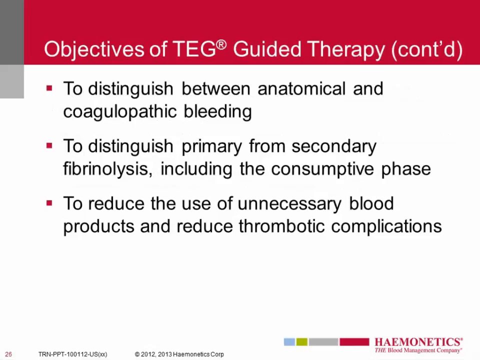All right, so objectives again, guided therapy: to distinguish between anatomical and coagulopathic bleeding, to distinguish primary from secondary fibrinolysis, including the consumptive phase, and to reduce the use of unnecessary blood products and reduce thrombotic complications.